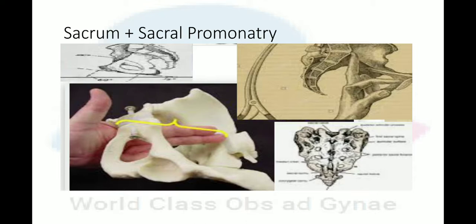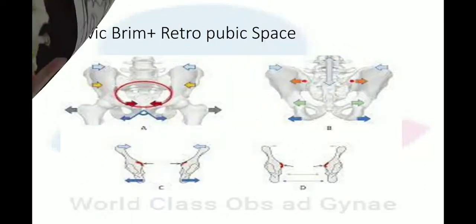Failure to reach the sacral promontory indicates that the diagonal conjugate is at least 12.5 centimeters and the pelvic inlet is adequate. Now, another important clinical pearl is that the diagonal conjugate cannot and should not be measured if the head is engaged. Next come the pelvic brim and retropubic space.